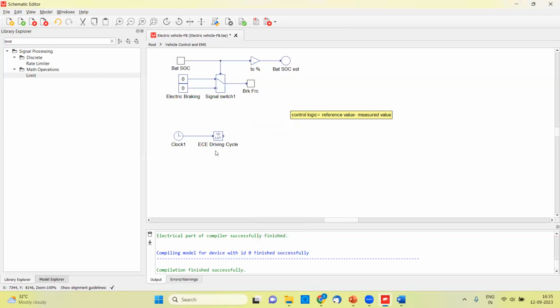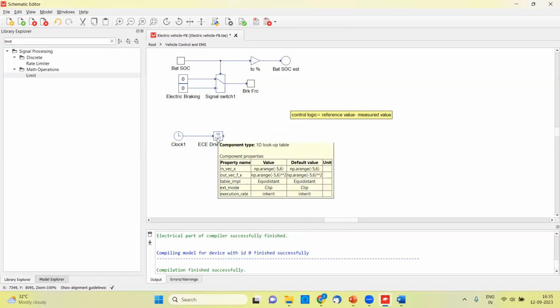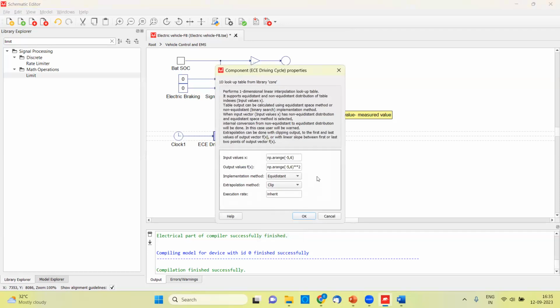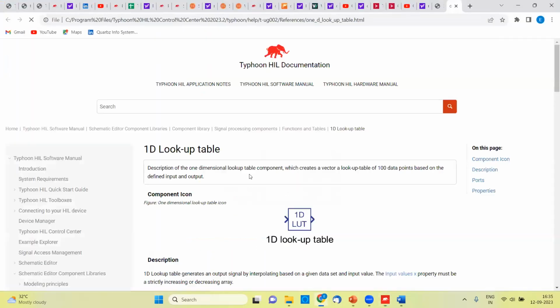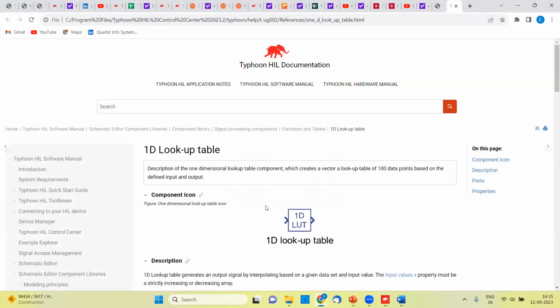So now you can see this is my drive cycle input. So basically, what is a 1D lookup table? If you want to know in detail, you just have to click on help. You can go inside and see the detail about this component.